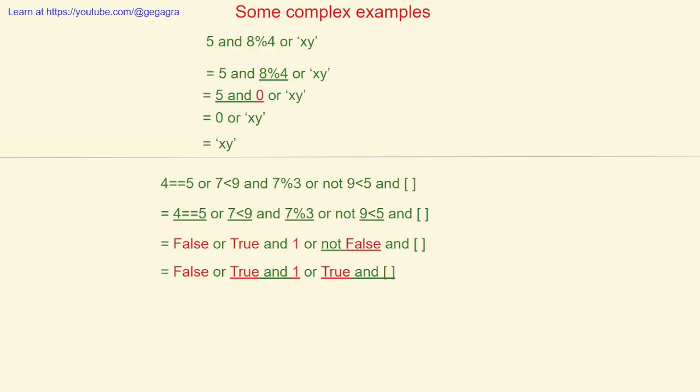So the outcome of this statement would be false or 1 or empty list. Now here, false or 1 or empty list, we'll have to find the first true value, because the expression is combined with the logical operator or. So over here the first true value is 1, and that is why the outcome of this expression will be 1.